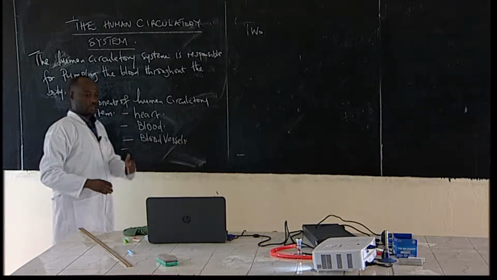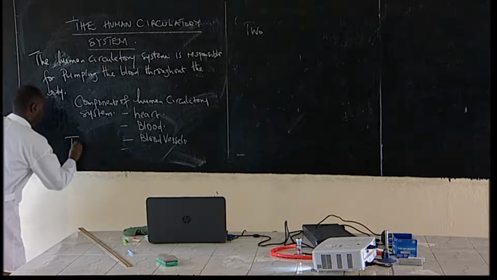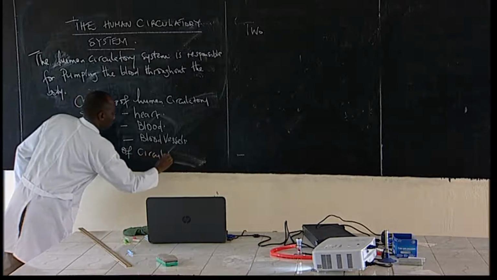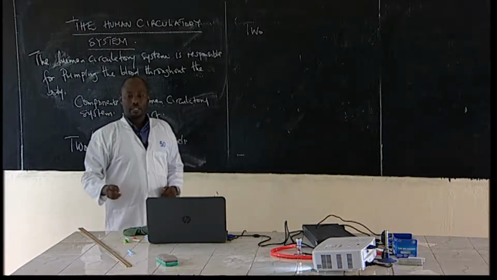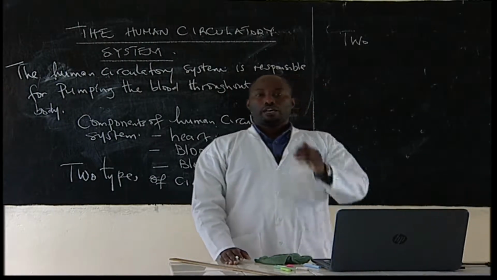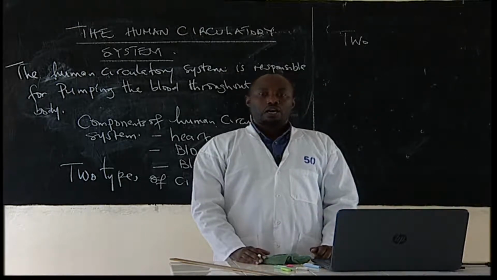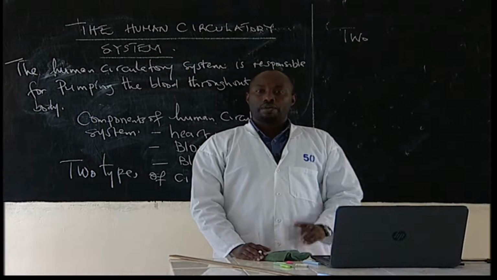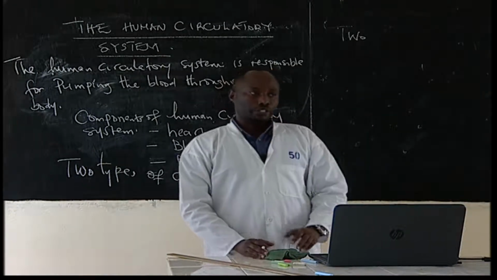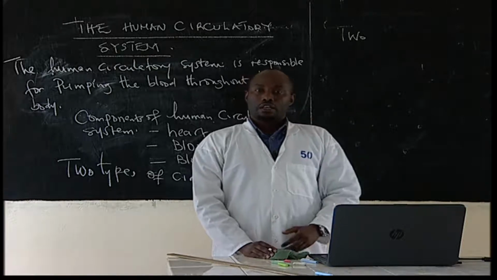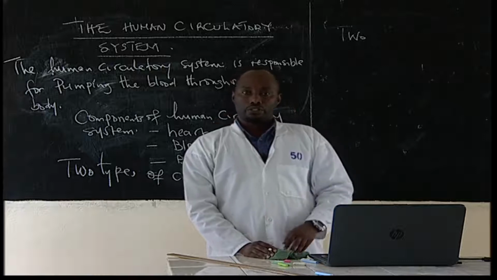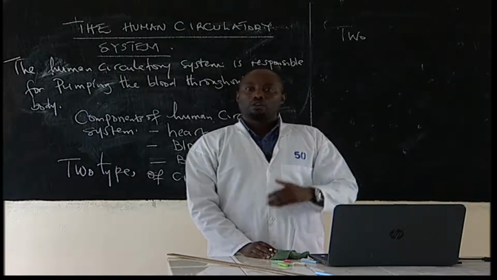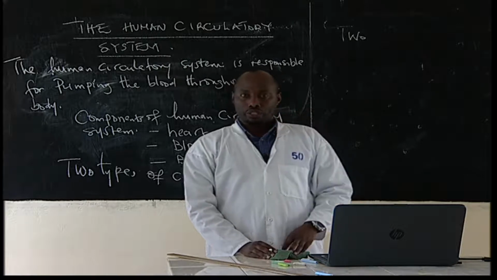So quickly, let's talk about the 2 types of circulation. As I'm going to mention them, number 1 is open circulation, and number 2 is closed circulation. Open circulation is a type of circulation where the blood is in direct contact with the body cells, which is found in most of the insects. We talk about open-ended. There are no closed vessels. The blood is open-ended, and the blood must be in direct contact with the body cells.